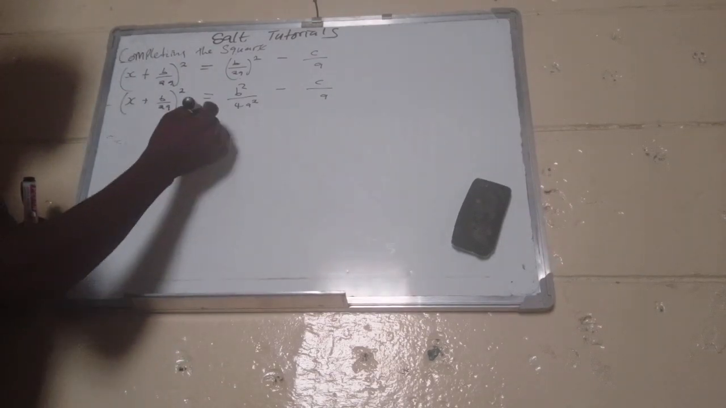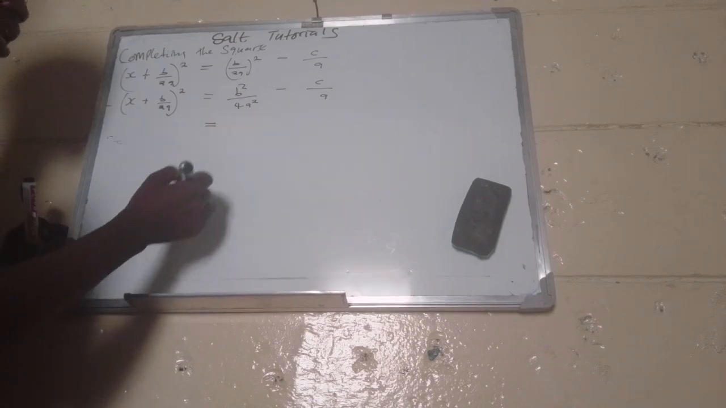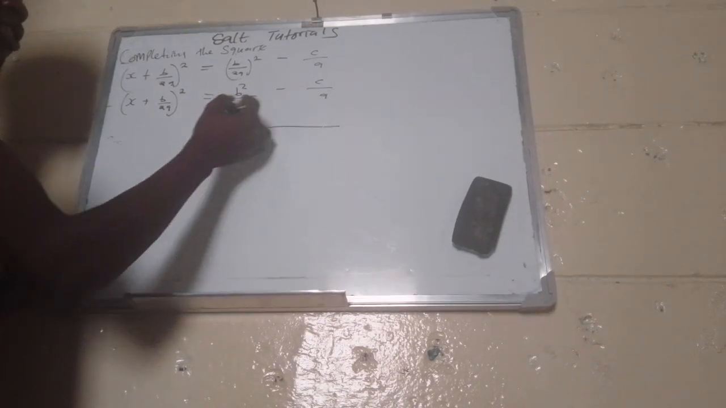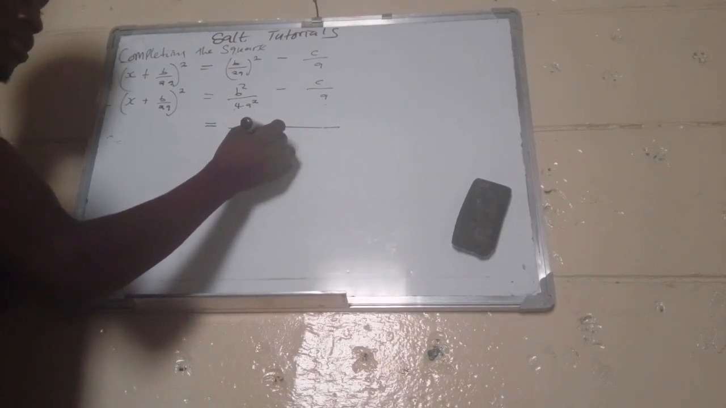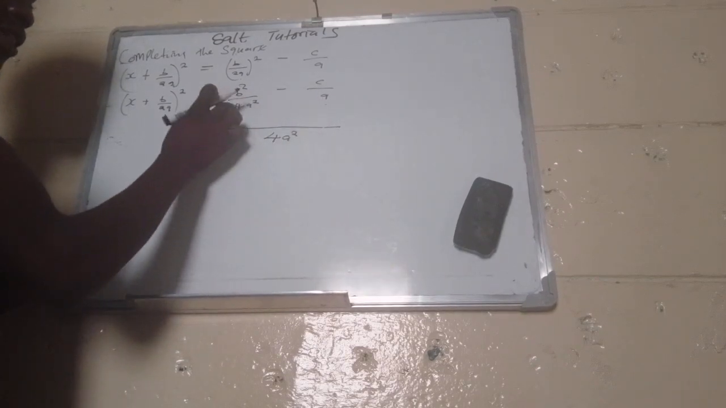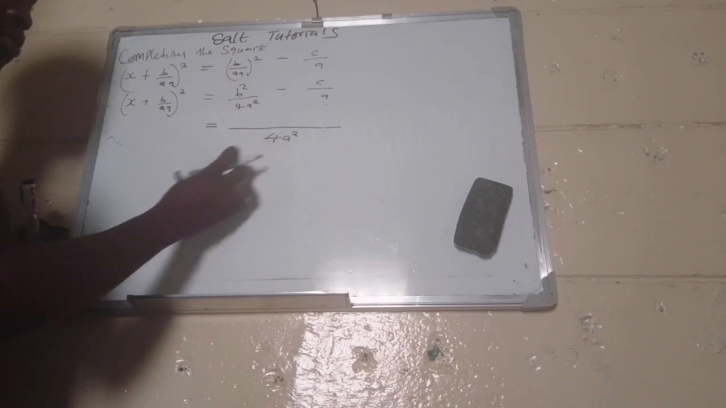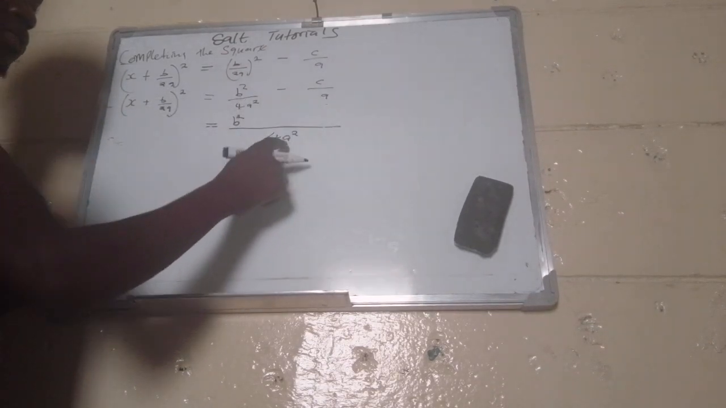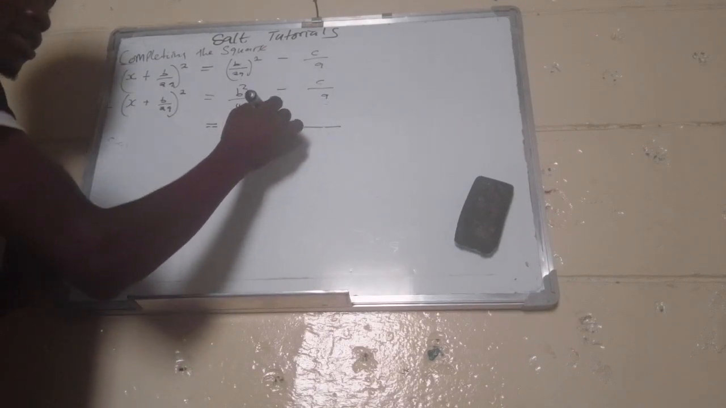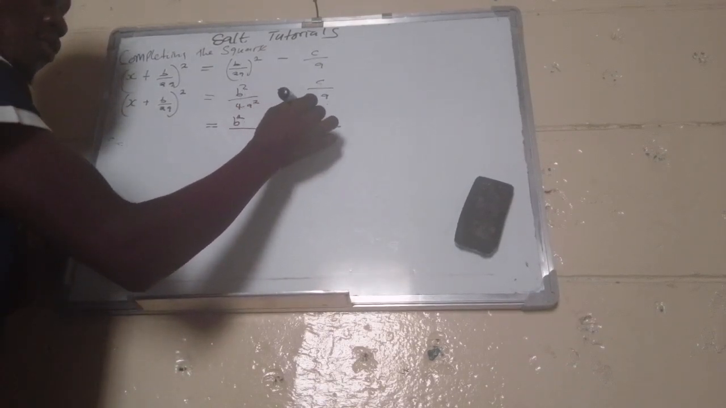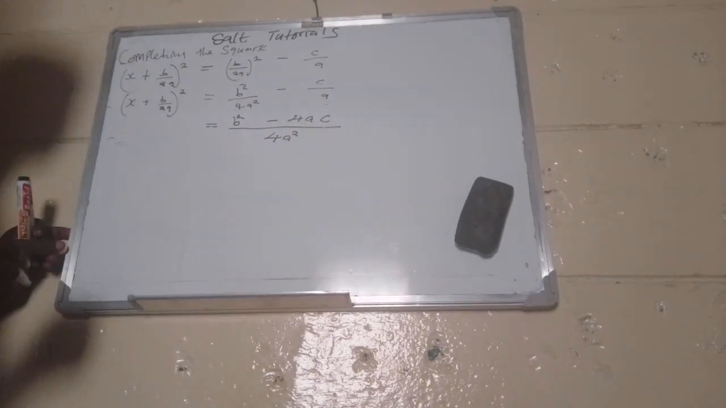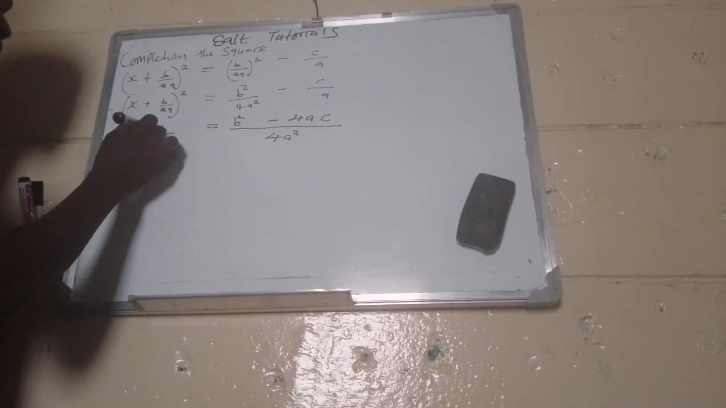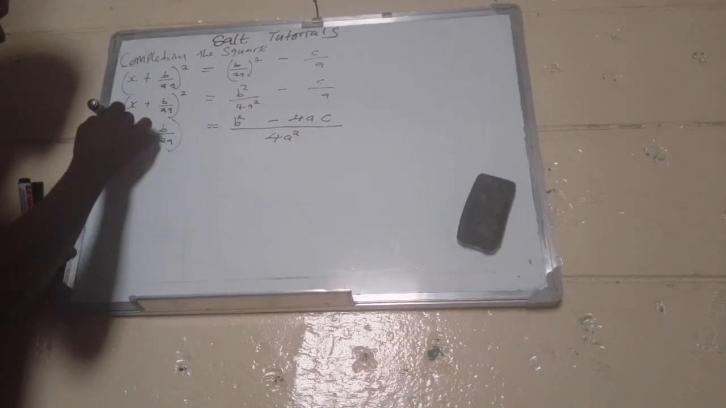So that my right hand side can be simplified as a single fraction. The lowest common denominator between these two is 4a squared. This into this is 1, 1 times b squared, I'm going to have b squared. This into this is 4a, 4a minus that times that is minus 4ac. What do I have on my left hand side? I have (x plus b over 2a) squared.